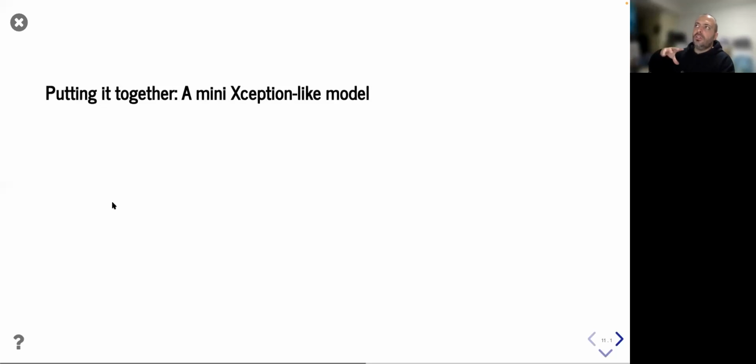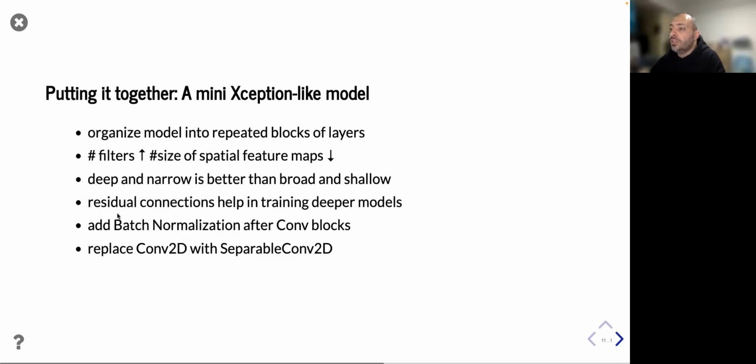So let's see what we can do if we put all of them together to make a quite better model, which is something like the Xception model. And the Xception model is actually a model that was produced by the author of the book, François Chollet. So here is what we are going to do. First of all, the idea is to organize the model into repeated blocks, as we saw before. So we will have a specific thing that will be the main block, and then we will repeat this block again and again. The number of filters we increase as we go deeper, and the spatial feature maps decrease, so we have to downsample.